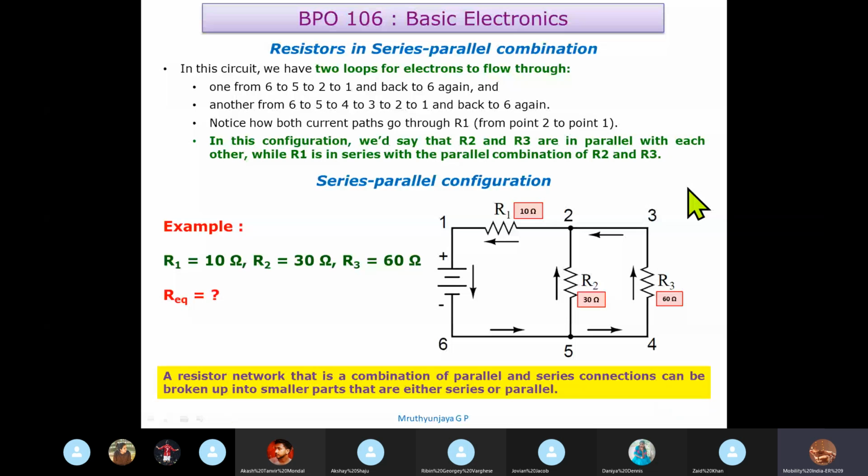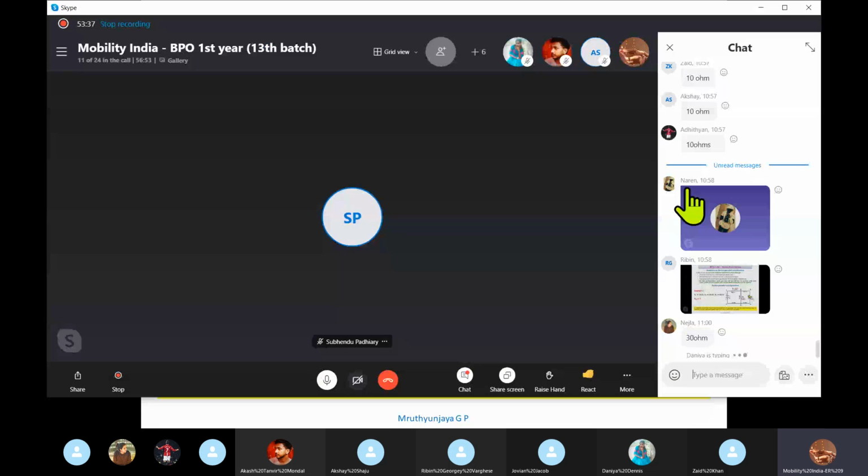How about others? Have you calculated the values? Nejla has responded telling that it is 30 ohms.